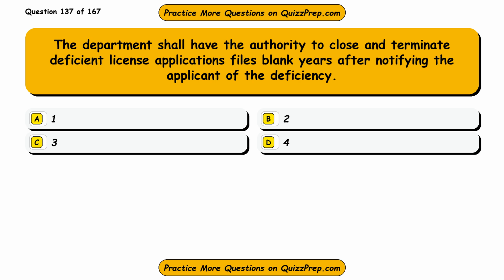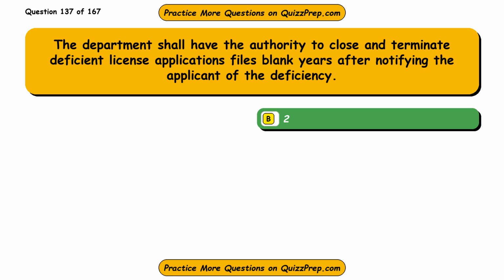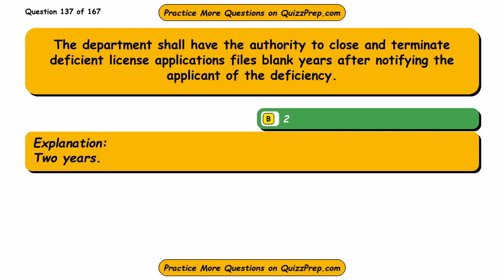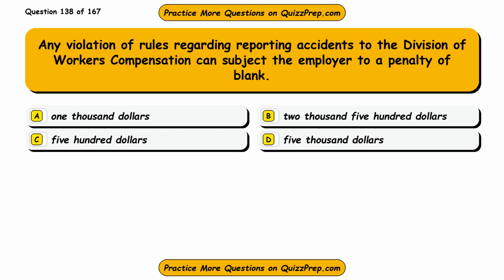Question 137. The department shall have the authority to close and terminate deficient license applications files blank years after notifying the applicant of the deficiency. Option A, 1. Option B, 2. Option C, 3. Option D, 4. The correct answer is option B, 2. 2 years.